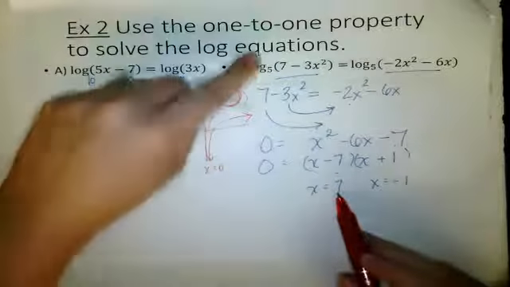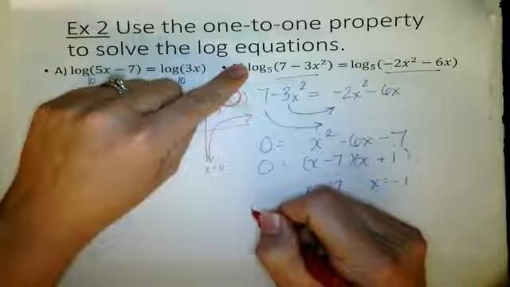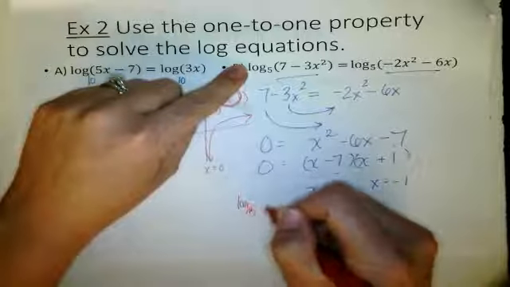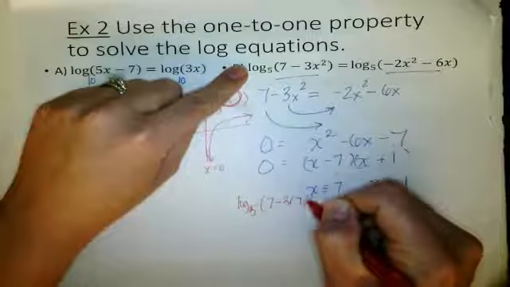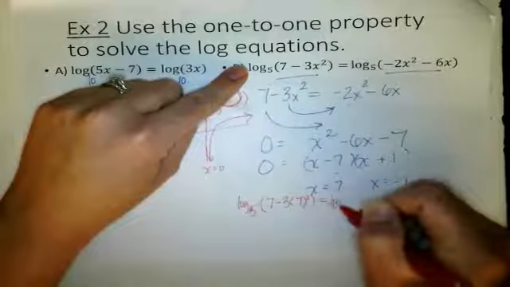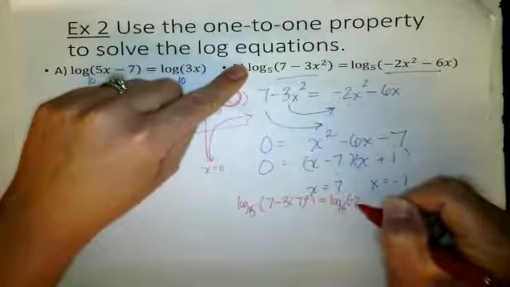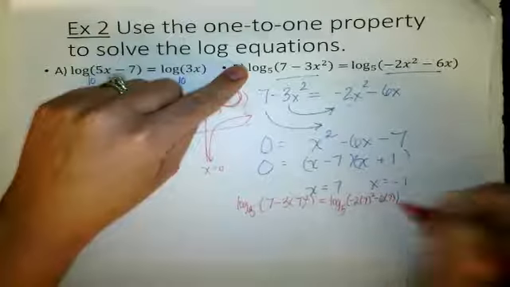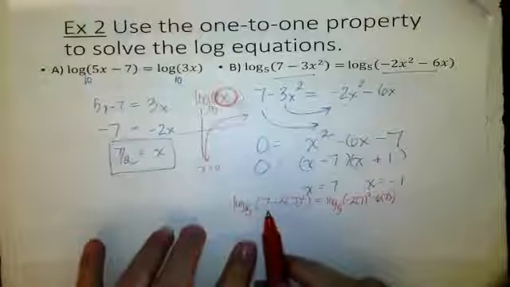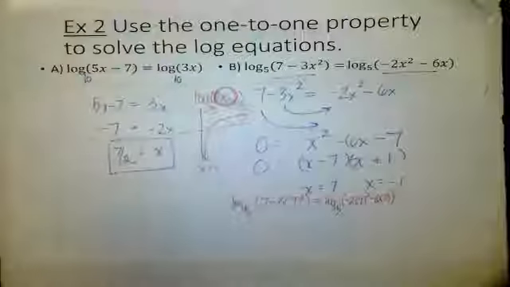So I'm going to plug in my 7 and see what happens. Log base 5 of 7 minus 3 times 7 squared is supposed to equal log base 5 of negative 2 times 7 squared minus 6 times 7. Okay, so what happens here? I get math I can't do in my head.